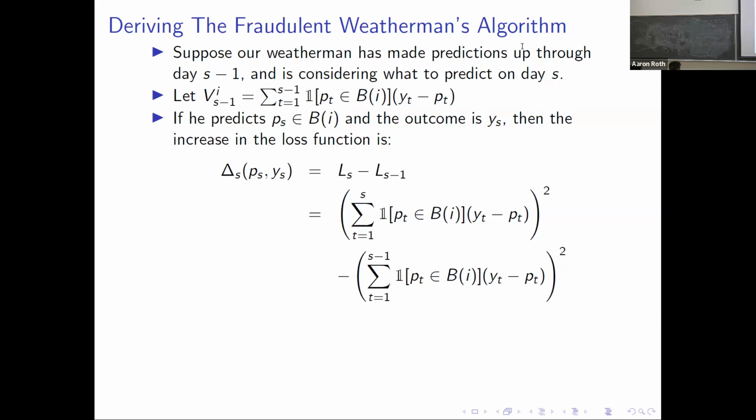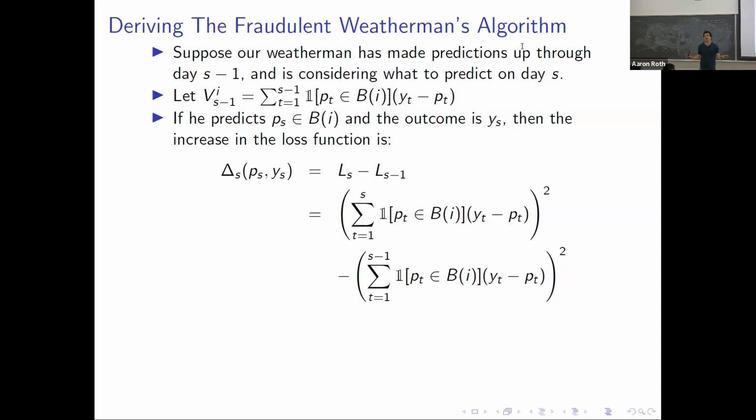Right, so it's just, what's my calibration loss in bucket I after I make the prediction? Well, it's the sum over all of the days for which I made a prediction in bucket I, up through and including today, of the bias of my prediction, the difference between the outcome and my prediction, all of that squared, minus the same quantity, my calibration loss as of yesterday, in bucket I. The only difference is that, because it doesn't include today's outcome, the sum is only from day 1 through day s minus 1.